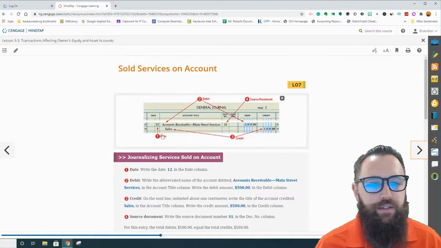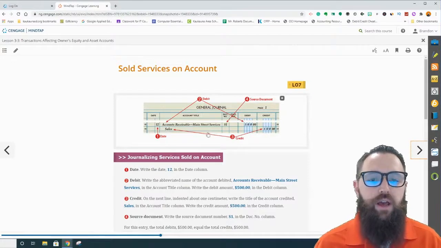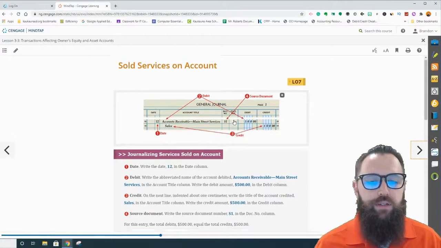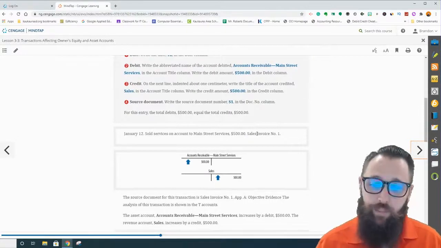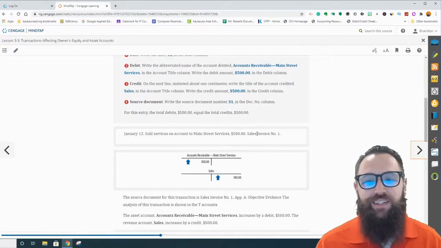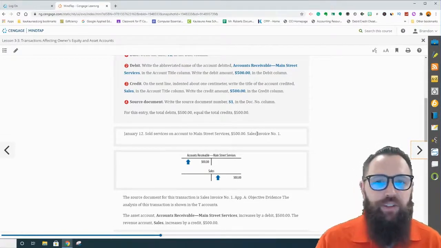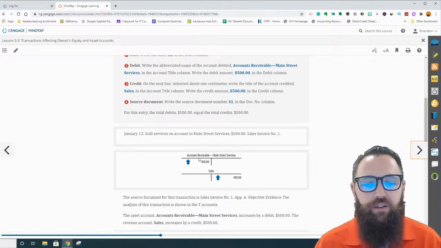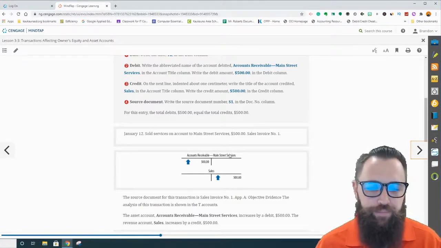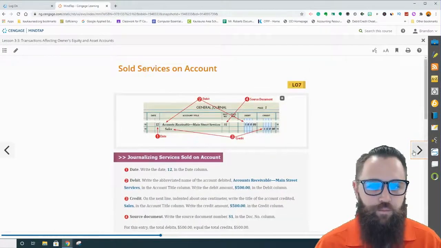We write in the date, then we write in our debit amount, and then our credit amount, which is sales in this case, and our source document, which this time is S1, which means it's a sales invoice. Remember, the sales invoice is going to tell Main Street Services when they have to pay, how much everything costs, and the quantity of their purchase that they had. So there we go. That's sold services on account.